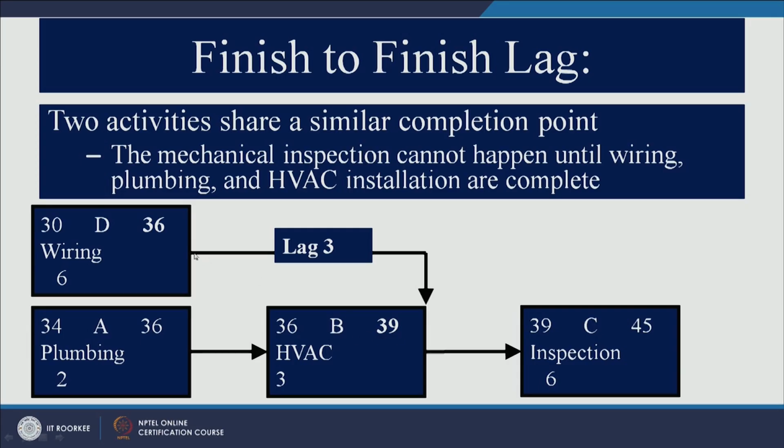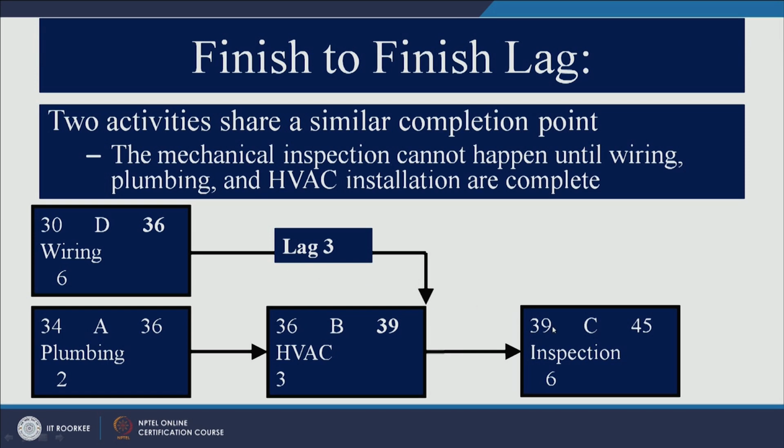Now, there is a lag between activity D and activity B. So, this lag is of 3 days. Why is there a lag of 3 days, and what is the meaning of this? Before starting inspection, you have to complete wiring, plumbing and HVAC. Though you completed wiring on the 36th day, since you did not complete HVAC, you need to wait for 3 days after completion of wiring. So, this is a finish to finish lag of 3 days, right.